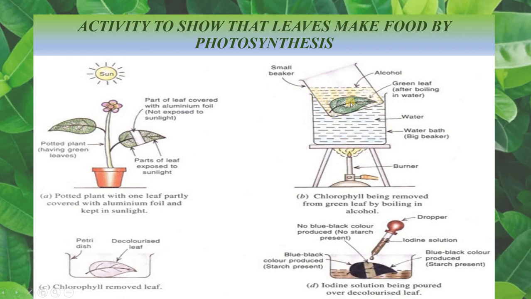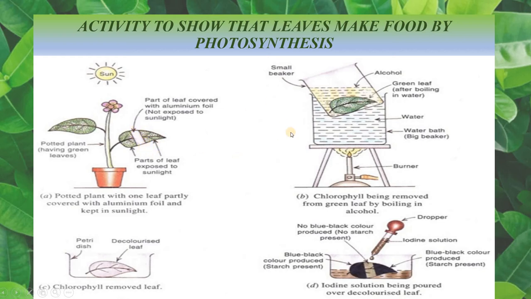Now this big beaker should contain water. And the entire setup, you put it over a burner. One more thing you can do, if you also want to show that sunlight is necessary for photosynthesis, in that case you can cover a part of the leaf with aluminium foil, only this part.